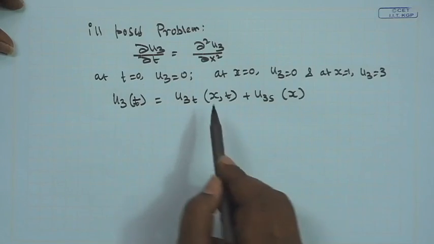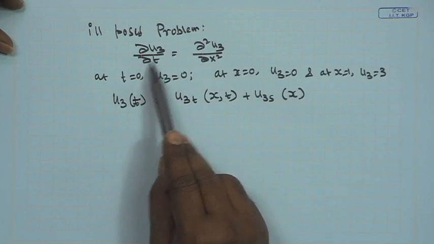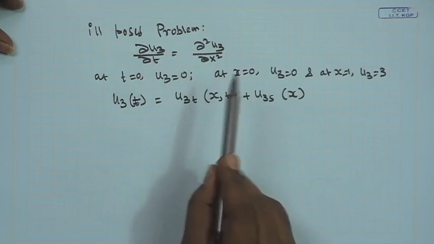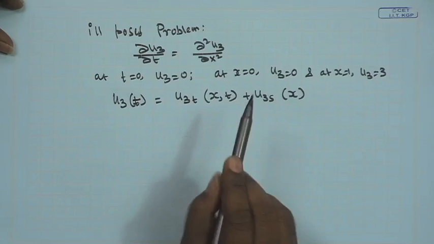So u3 will be divided into two sub problems. One is u3t, the transient part, which will be a function of both x and t, and u3s, the steady state part, which will be a function of x only. So we divide this problem into two sub parts: one is the time independent part, a function of x only, and another is the time dependent part, a function of x and t both.